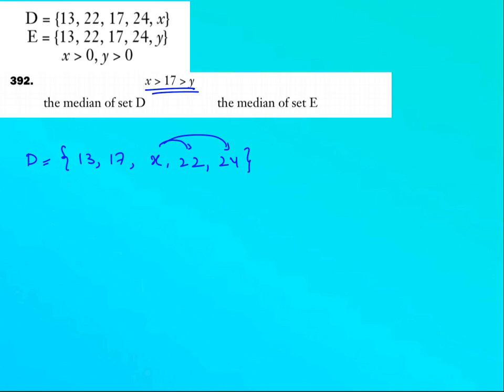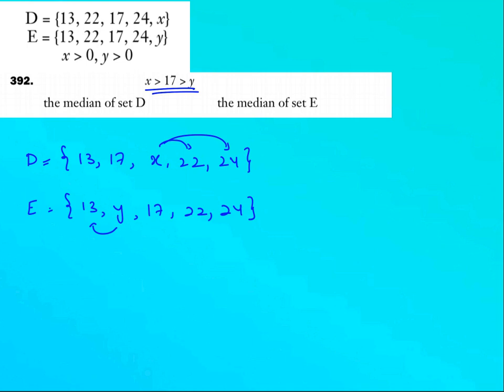Okay, if I talk about set E, what we know is y is less than 17. So first I'll write 13, then I'll write y, then 17, then 22, and then 24. Now again, y can be here or here. It depends on the value of y. Y is less than 17. It can be less than 13 as well. So either way, it's just before 17.